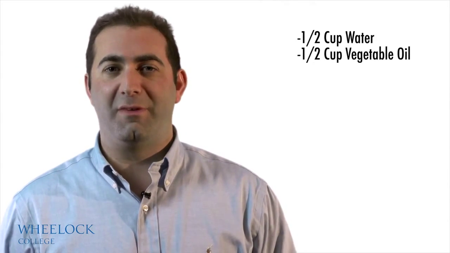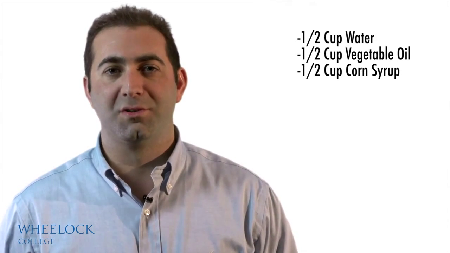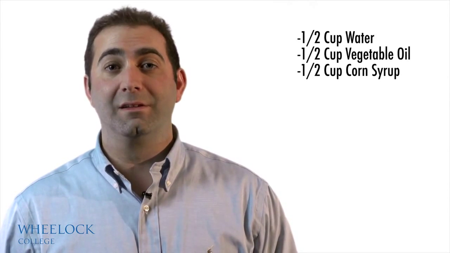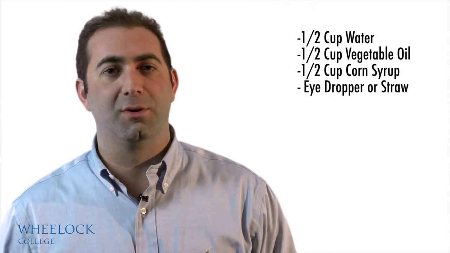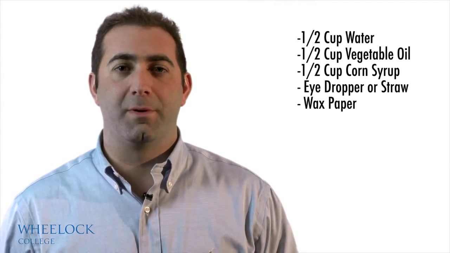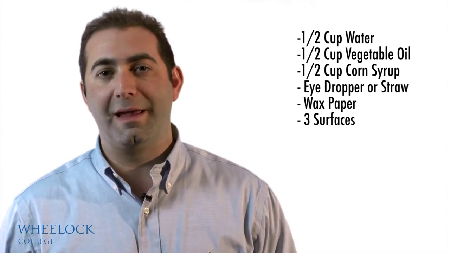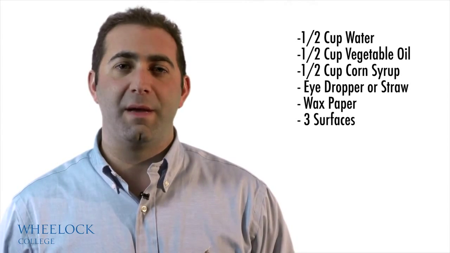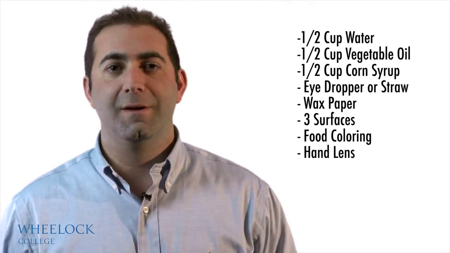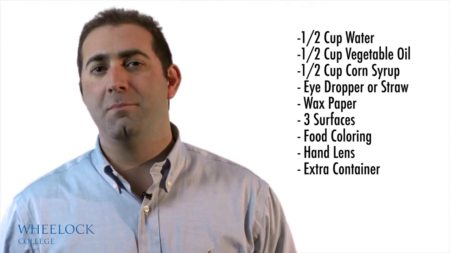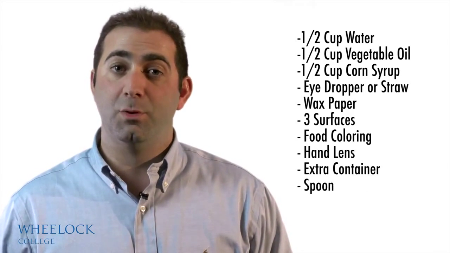The materials you'll need for these investigations are easy. 1/2 cup of water, 1/2 cup of vegetable oil, and 1/2 cup of corn syrup, and if possible, in clear containers. You'll also need an eyedropper or a straw for each liquid. You'll need a piece of wax paper and 3 surfaces such as a plate, aluminum foil, or newspaper. You'll need some food coloring and a hand lens. In addition, you'll need an extra clear container for mixing small amounts of liquid and a spoon. And of course, your science notebooks.